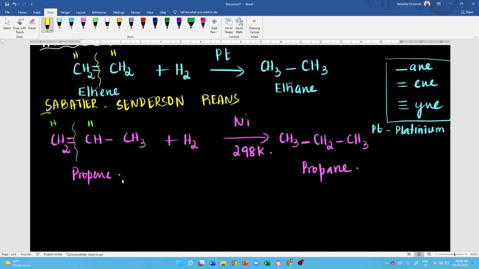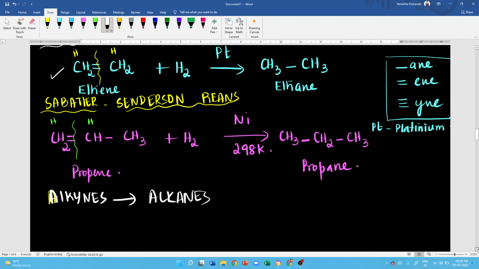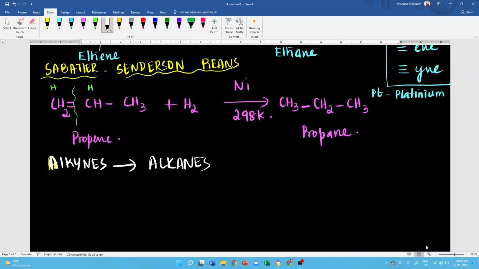So the Sabatier-Senderens reaction means an alkene is reduced in the presence of nickel at 298 Kelvin. Next we are going to see an example of how alkynes are converted to alkanes. We will use the same equation, but we repeat the procedure twice.